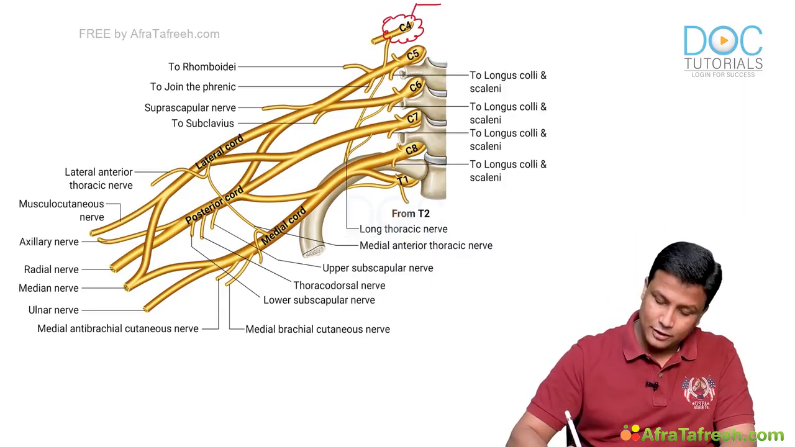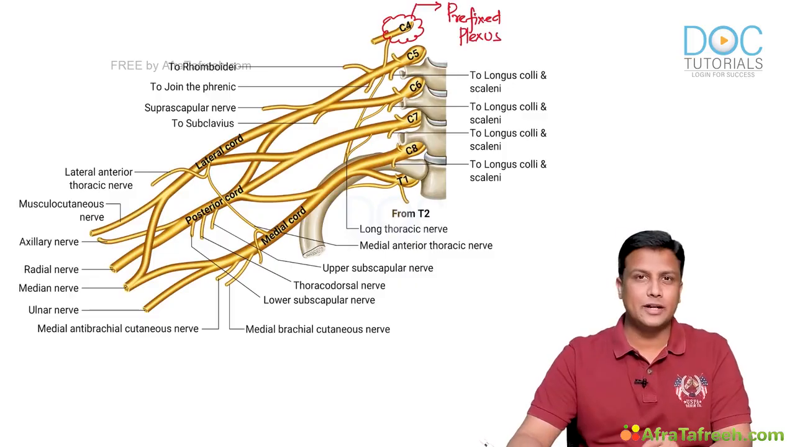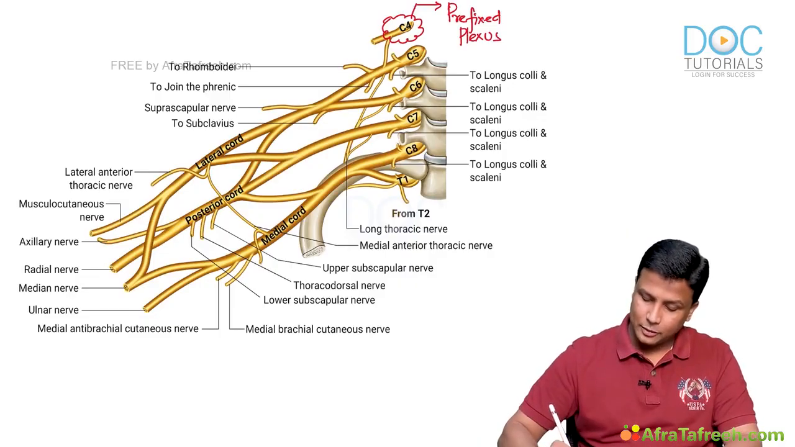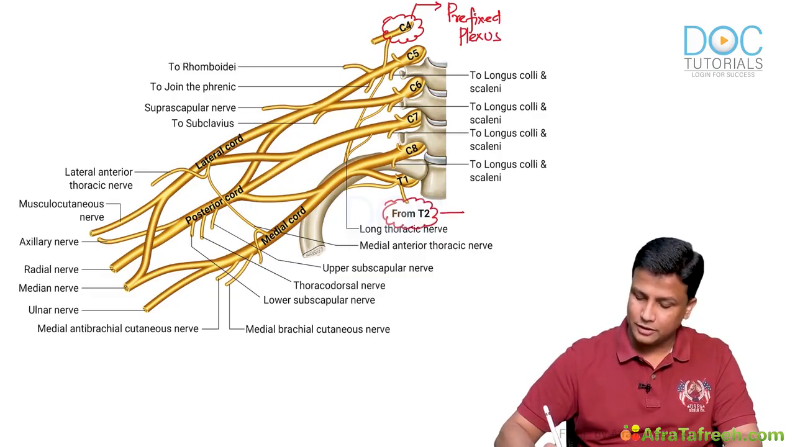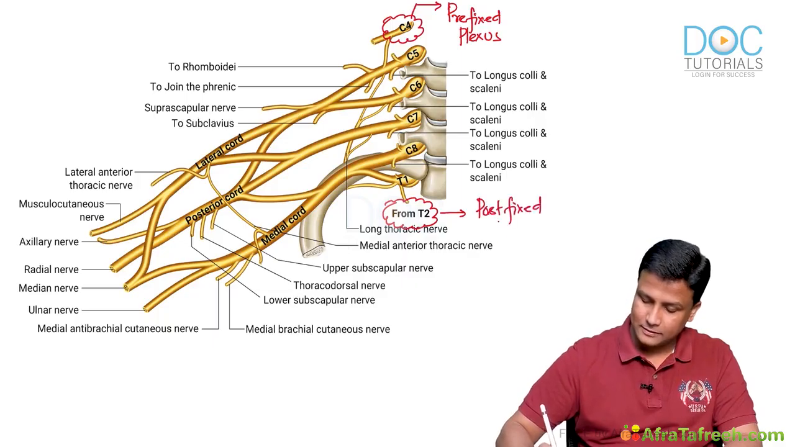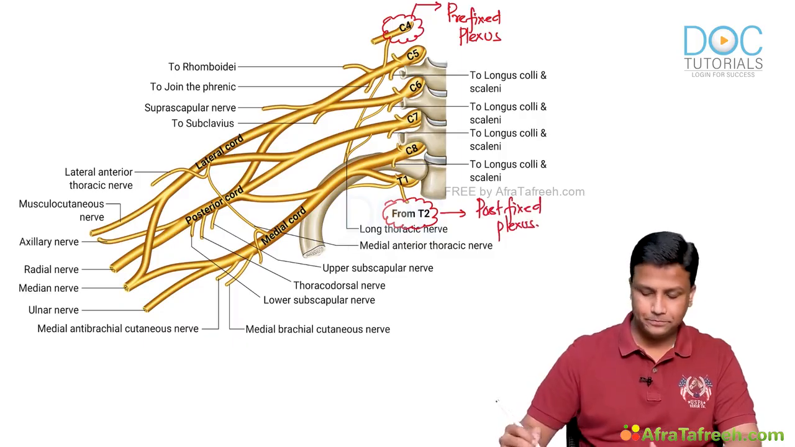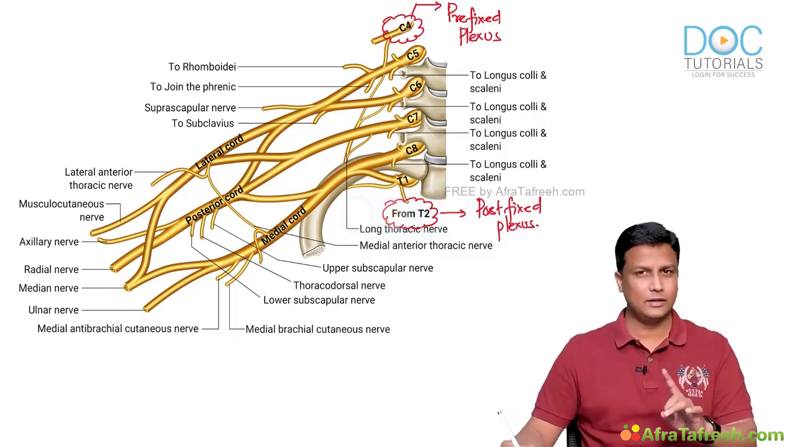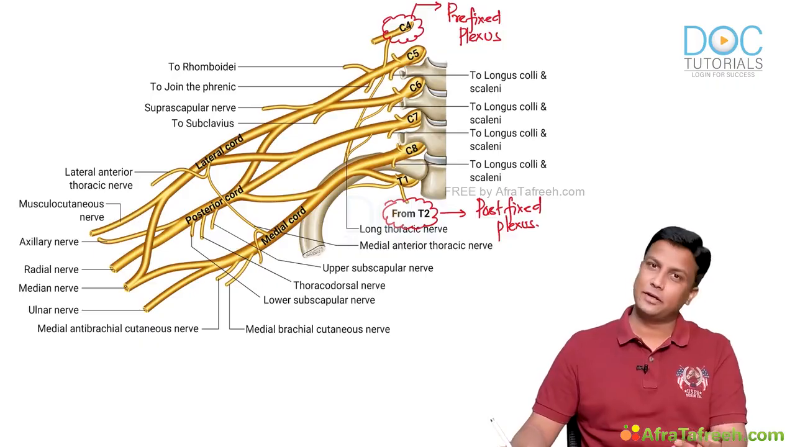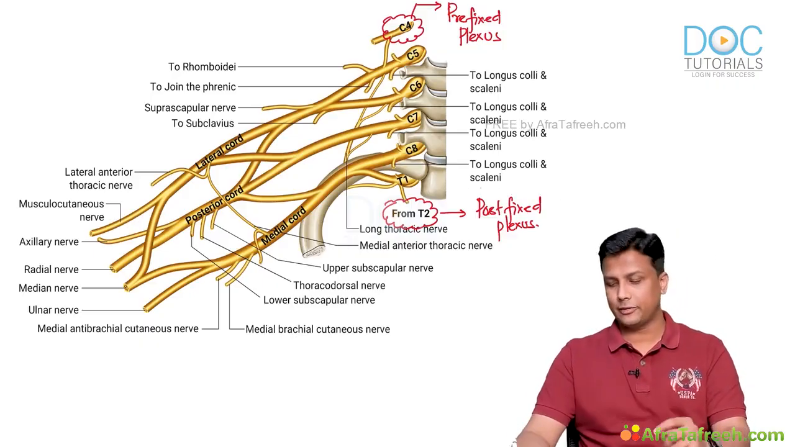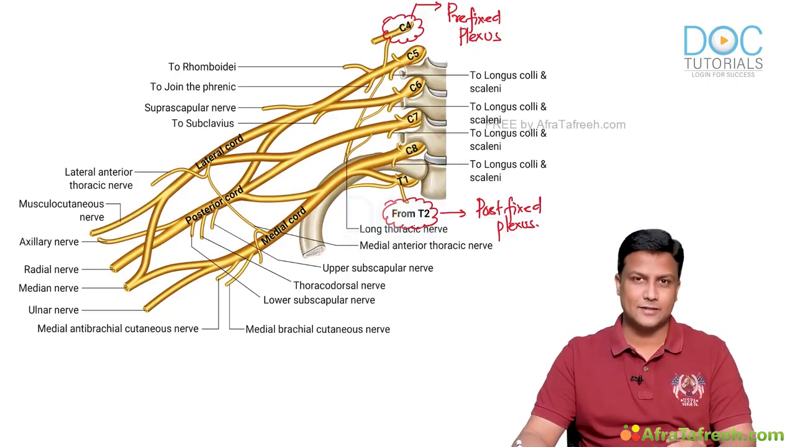If this C4 will contribute, then this plexus is actually referred to as prefixed plexus. If the C4 also contributes, then it is known as prefixed plexus, guys. And appreciate one more thing here. Sometimes even T2 will also contribute. If T2 contributes here, then it is known as what? Post-fixed plexus. But I am repeating it again, guys. Remember, it's not always. Okay. So if C4 is contributing, it is known as prefixed plexus. If T2 will also contribute, then it is known as post-fixed plexus.